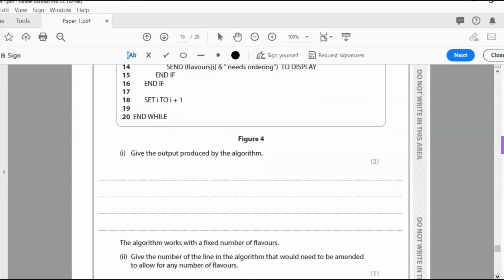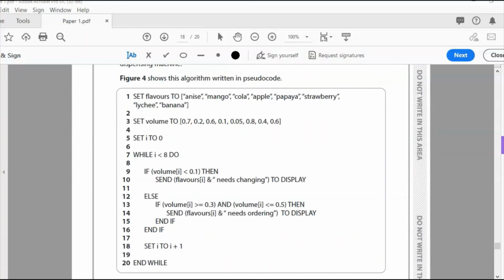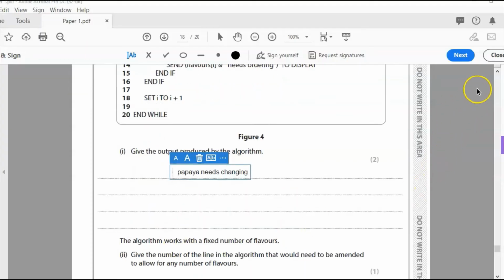So now we need to give the output produced by the algorithm for 2 marks. Now the first output, we look at that. Okay, anise is 0.7. So we just look at our conditions there. So we're looking for either less than 0.1. So if we go through that, we can see anise, mango, cola, apple there, and papaya. So apple is 0.1. It's not less than 0.1, but papaya is 0.05. So papaya needs changing. So our first output for 1 mark is that papaya needs changing.